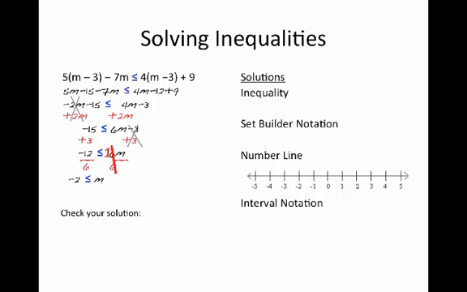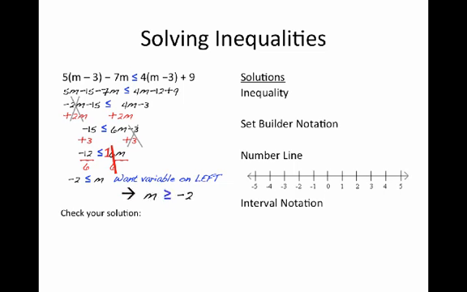Notice I divided by a positive number. I didn't flip the inequality. But again, my m is on the right, and I like it when my m is on the left so I can go straight to the number line. So I'm going to flip the inequality so the variable's on the left.